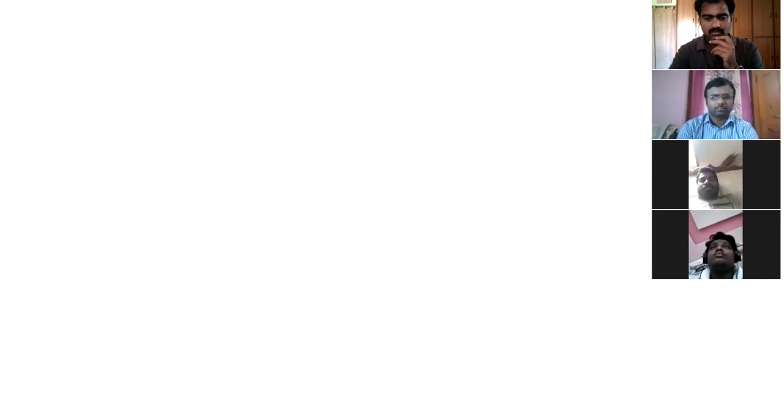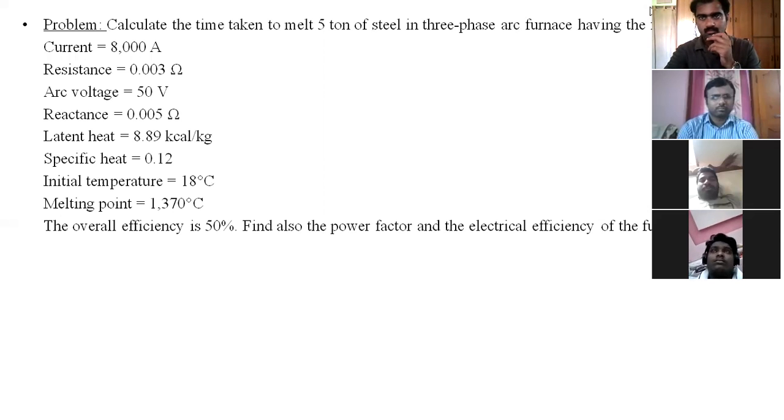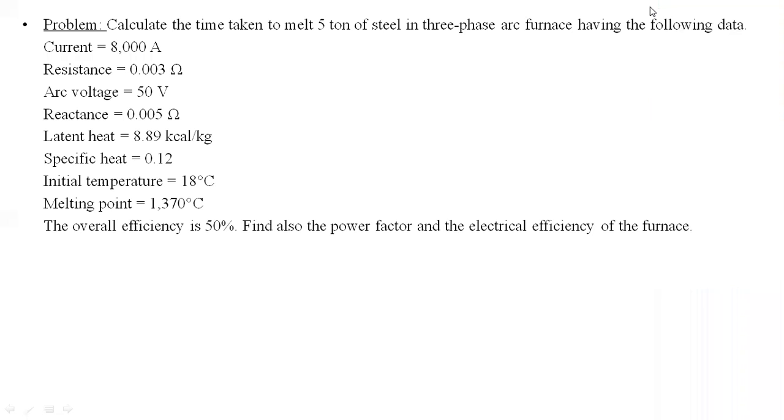Now, please, everyone note this problem. Please check what he has asked and what we have to find out. Calculate the time taken to melt 5 ton of steel in a 3-phase arc furnace having the following data. He has given the data clearly. Like these problems, it is very easy to get a minimum of 2 marks by writing the given data from the given problem.